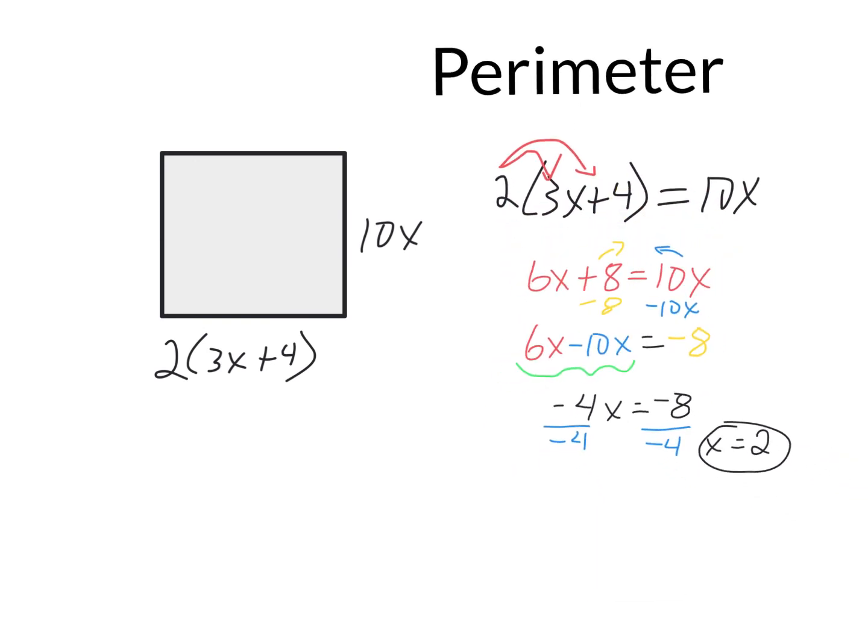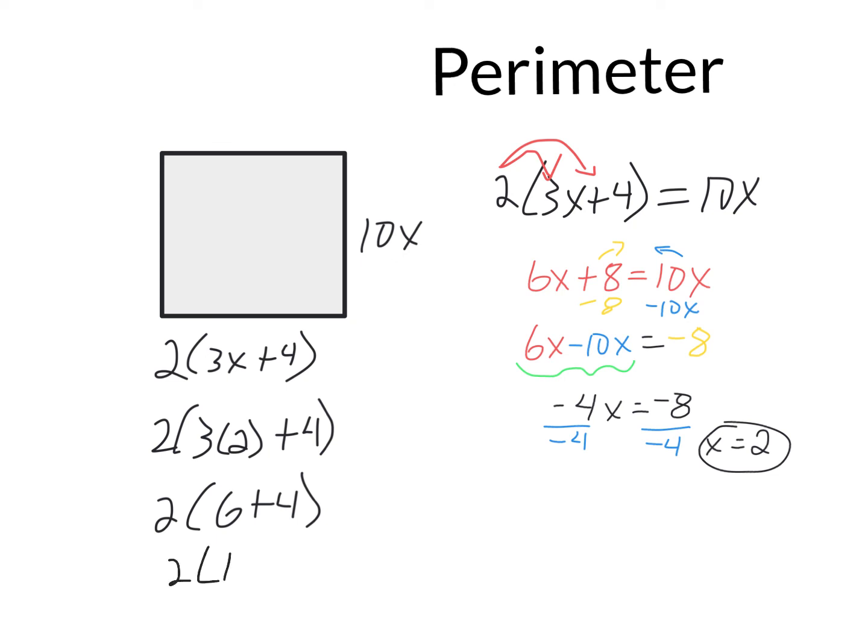All right, so let me plug in my values. So 2 times 3 times 2, that's my x value that I just plugged in, plus 4. Well, in my parentheses here, I have 3 times 2, which is 6. So now I have 2 times 6 plus 4. And inside the parentheses, 6 plus 4 is 10. So now it is 2 times 10, which equals 20.